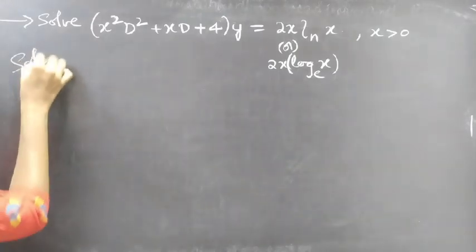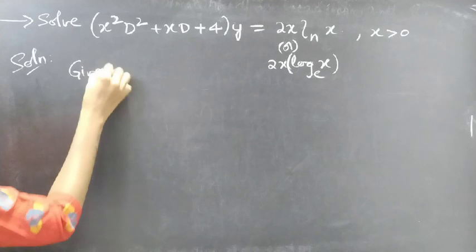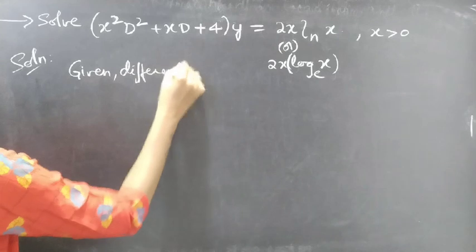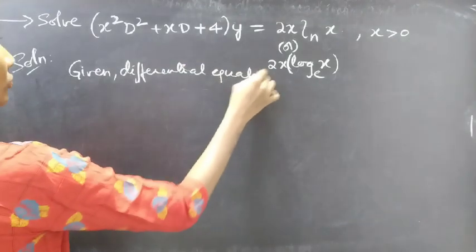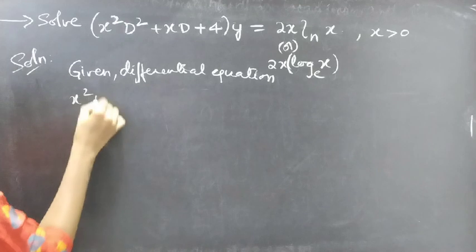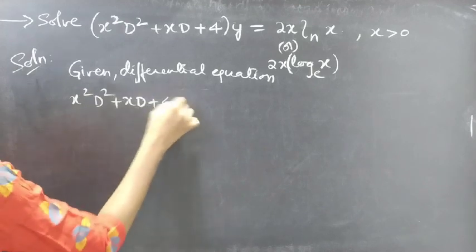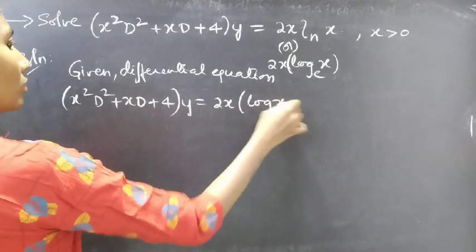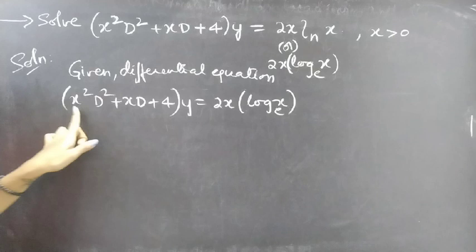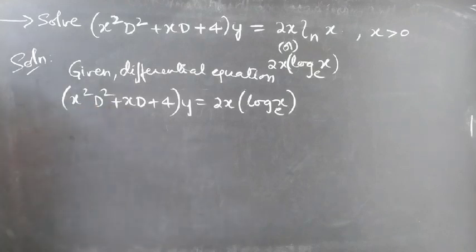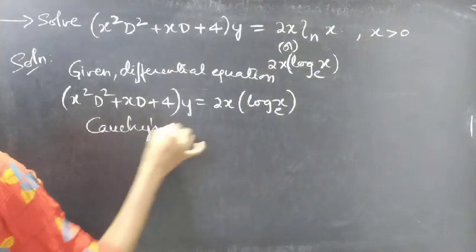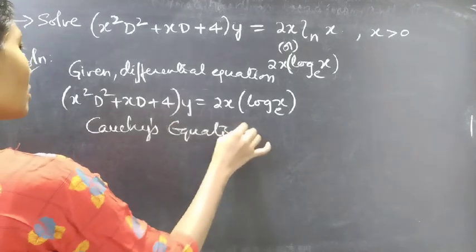Solution. Given differential equation: (x² D² + xD + 4) y = 2x log x to the base e. Okay, so here we are having variable coefficients, so we'll reduce this to constant coefficients by making some substitution. Also, we are given a Cauchy's equation. Now let's make the substitution.